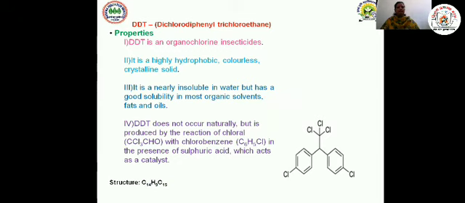DDT does not occur naturally, but it is produced by the reaction of chloral with chlorobenzene in the presence of sulfuric acid, which acts as the catalyst. The structural formula is C14H9Cl5. Draw the structure of DDT for the objective type.